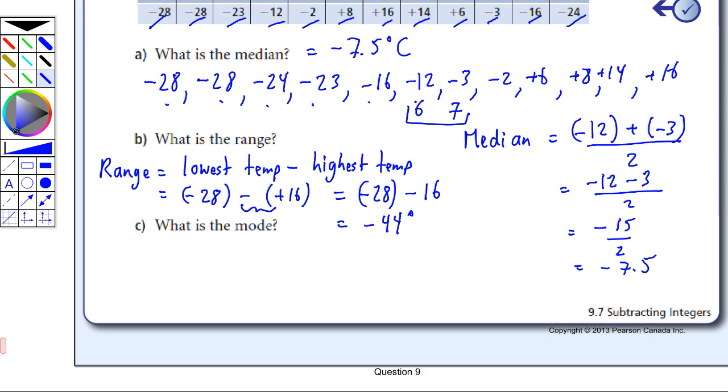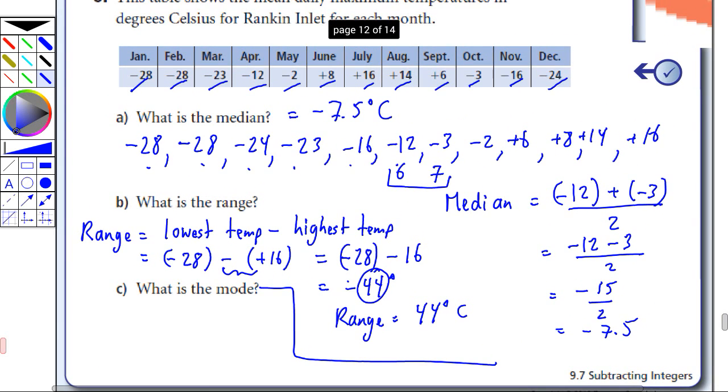Either way, a range actually isn't positive or negative. A range is just a number. So our range would actually be 44 degrees Celsius. That's our range. That's the difference between the lowest and the highest. And finally, for C, what's the mode? The mode is the temperature that shows up the most. Let's take a look here. Well, it looks like it's minus 28 because we see minus 28 in January and February, so that's going to be our mode.